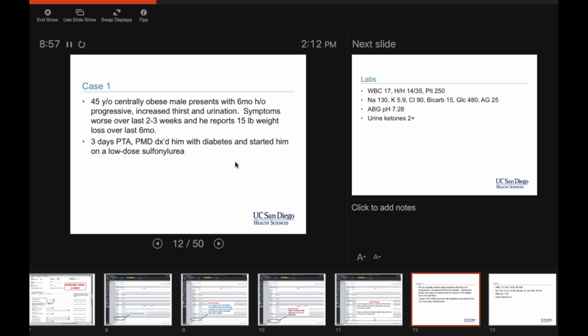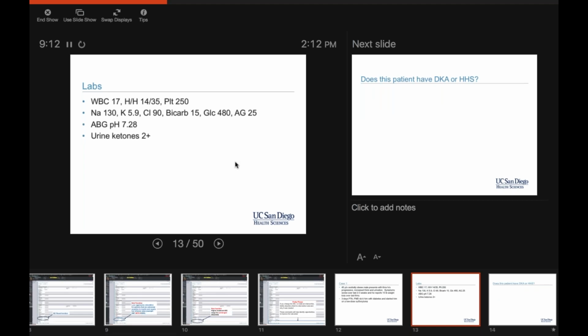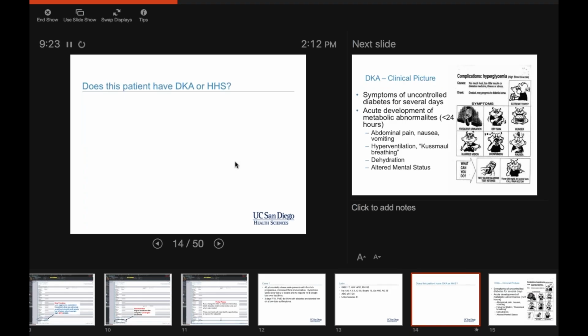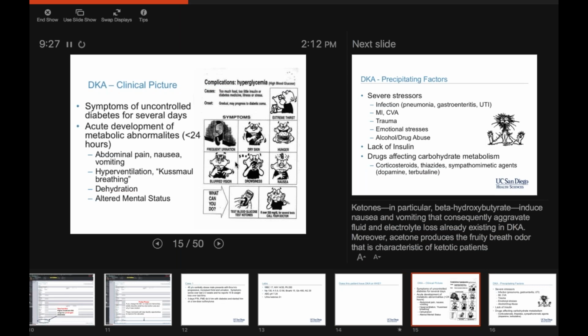45-year-old obese gentleman comes in, 6 months of increased thirst and urination, worse over the last 2 to 3 weeks. 3 days before admission, he goes to his primary care doctor. They told him he has diabetes, and they started him on a sulfonylurea. And he comes into the ED because he doesn't feel any better, and these are his labs. Does this patient have DKA or HHS? So what is DKA?